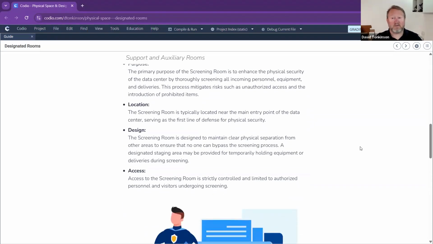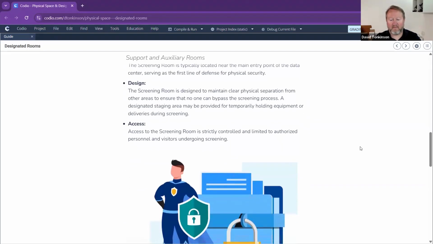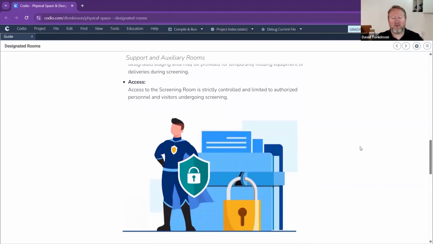It's normally near the main reception point. Obviously we don't want to drag them around the data center. So come into reception, sign yourself in, go to the screening room where everything is checked out. Access to screening rooms is limited to authorized people, but we know it's going to be external people as well as internal people. So it's visitors undergoing a particular piece of screening.